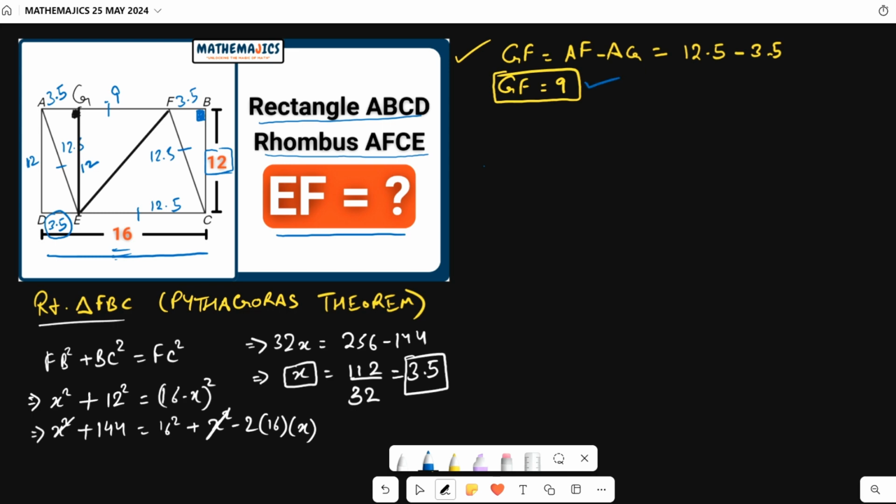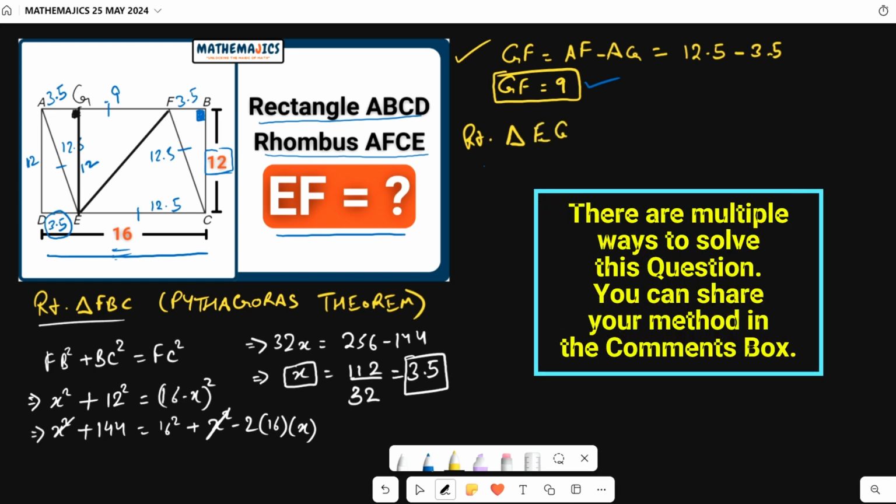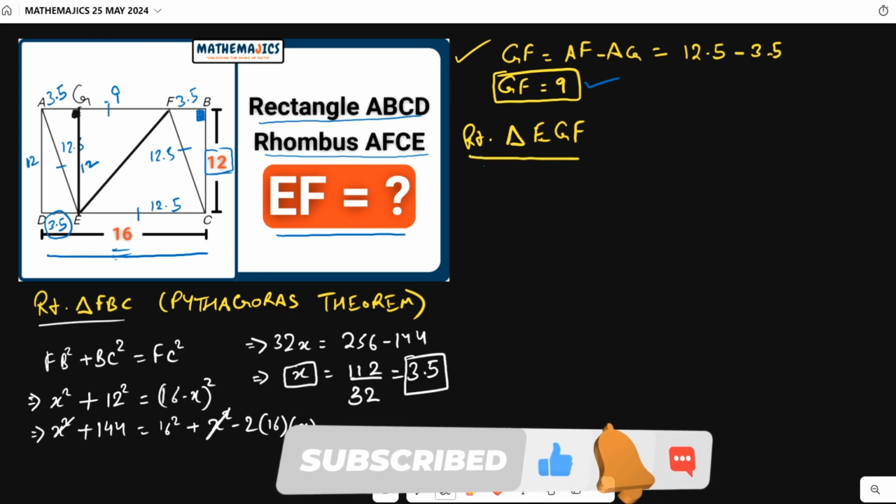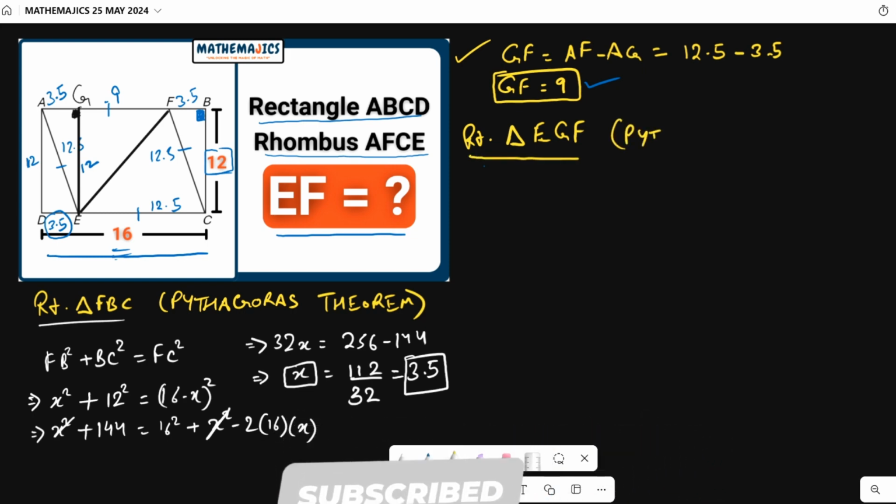Correct. Now we are still not done with the question. Now what we will do, we will move to right triangle EGF. Now, instead of finding GF, there are multiple ways to solve this question. I'm sharing my way. You can apply your method as well. One more way is that to find the length of EF, you can join AC, which is one of the diagonals of the rhombus. That is also one way to solve this question. So, anyways, let's come back here and start with this right triangle EGF and apply Pythagoras theorem here.